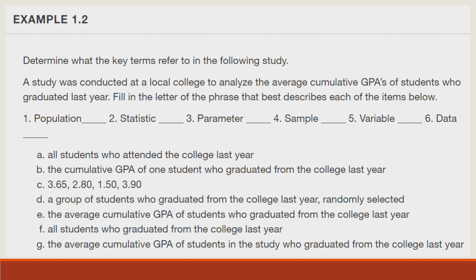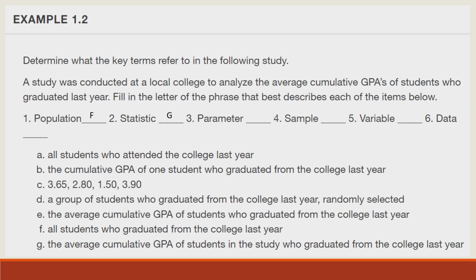So again, we're looking for the cumulative GPAs of students who graduated last year. And that part is important. So when we're talking about what is the population here, we want to be thinking about the students who graduated. So the population is going to be F, all students who graduated from the college last year. So now the statistic is going to be related to the sample. So we want to think about that piece of it here, and it's going to be G, the average cumulative GPA of students in the study who graduated from the college last year.